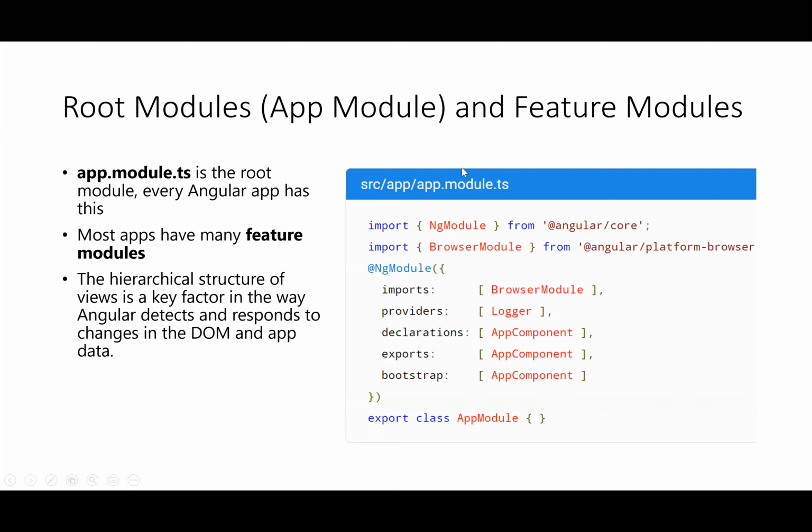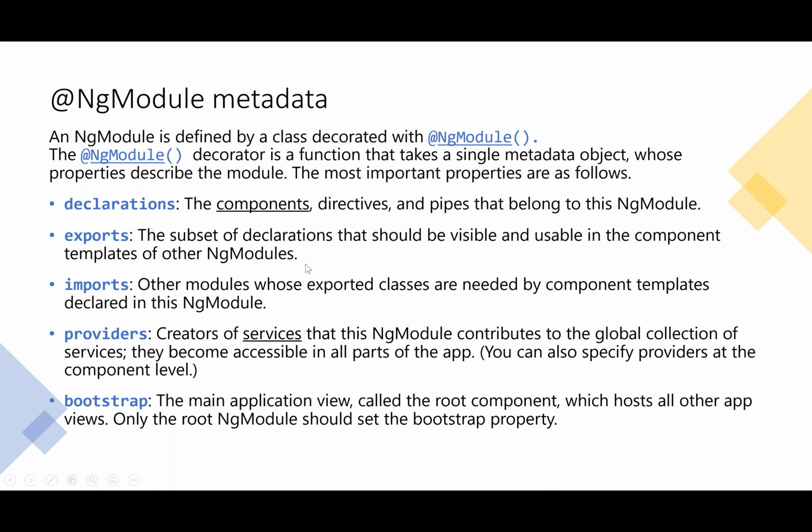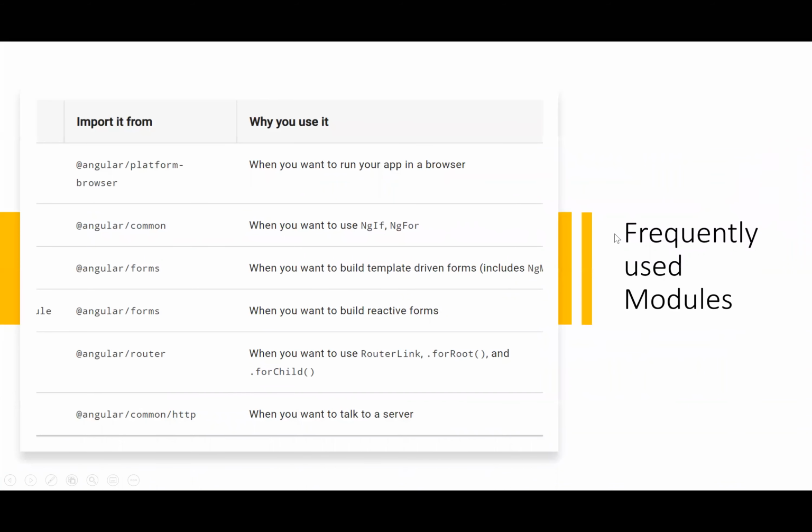So, okay, this is the root module. Aside from the root module, we have other frequently used modules. For example, platform browser, when you want to run your app in a browser. Common, for when you want to use ngIf and ngFor. Forms, when you want to build template-driven forms, which includes ngModule. And Angular forms to build reactive forms.